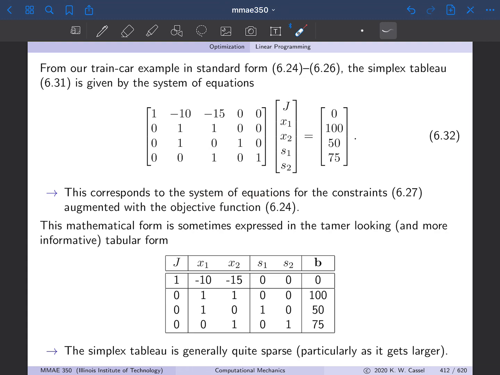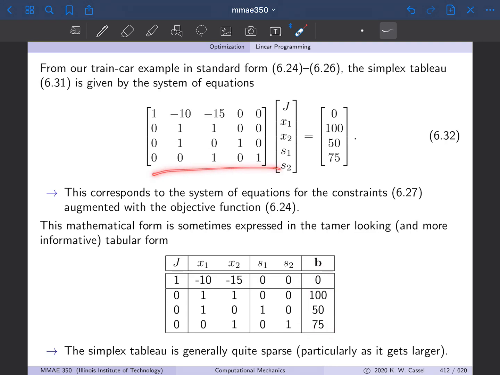Now we can also write this in a little bit tamer looking form. So rather than as a matrix problem, we can write it in this tabular form. It's the same information, it's just a table instead of a matrix. So here you have the list of variables j, x1, x2, s1, s2, and then the right-hand side b vector. And then you have for each equation 1, 2, 3, 4, corresponding to these 1, 2, 3, 4, the coefficient for j, x1, x2, s1, s2, and then the corresponding b vector. So again, it's the same information, it's just in a little bit different form.